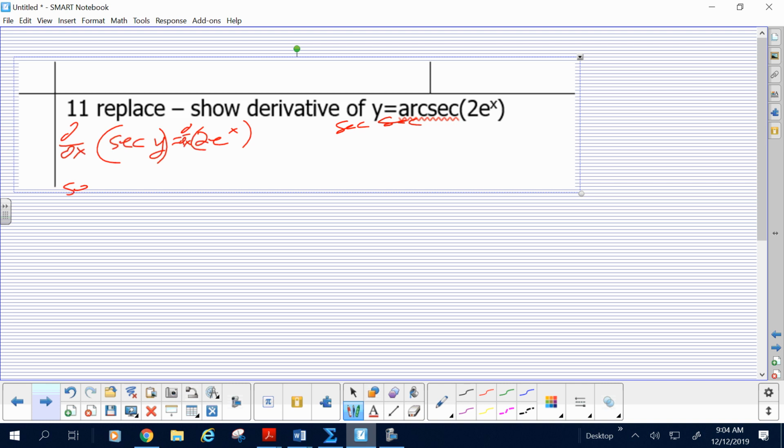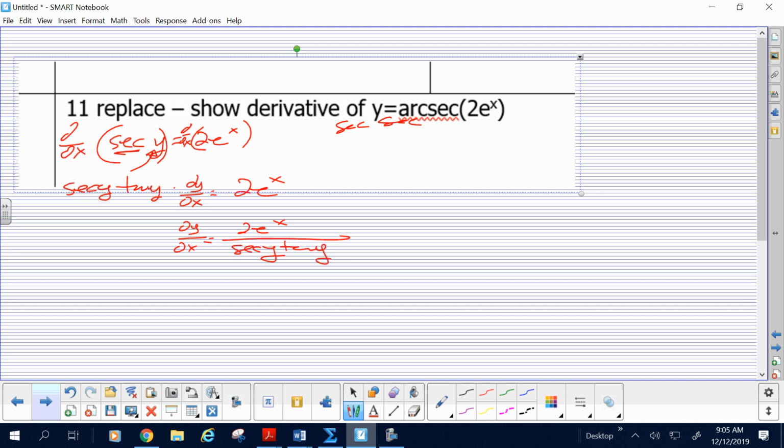So that's secant of y, tangent of y, but by chain rule, then times the derivative of the inside, which is dy/dx. You take the derivative of the outside, but then times the derivative of the inside. Implicit differentiation, you should always pick up a dy/dx. Derivative of the right is still 2e to the x. Solving for dy/dx is 2e to the x over secant y tangent y, which is lovely, but I cannot leave my derivative in terms of y, so I need to replace.